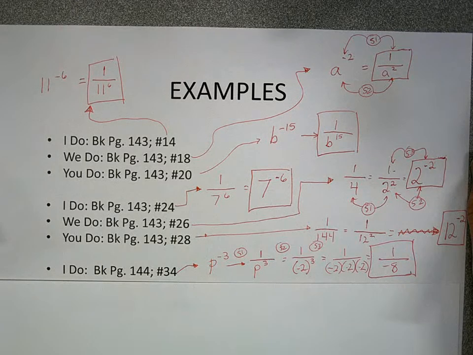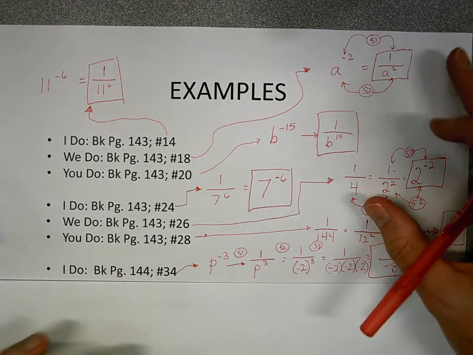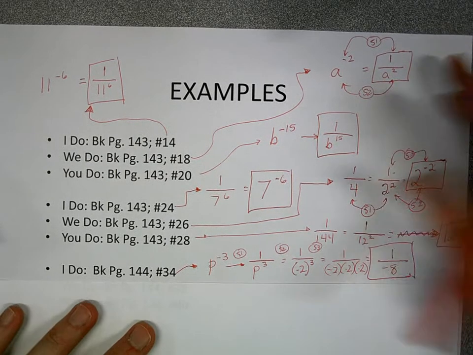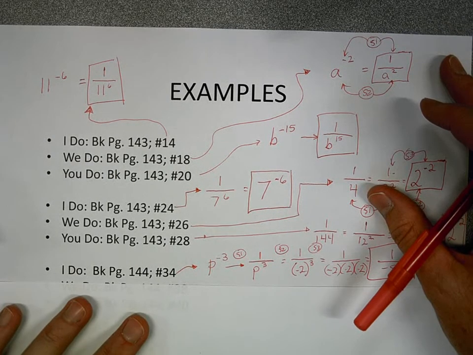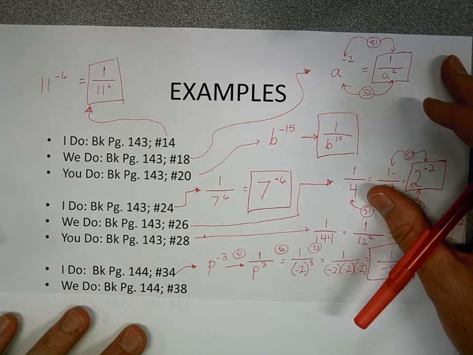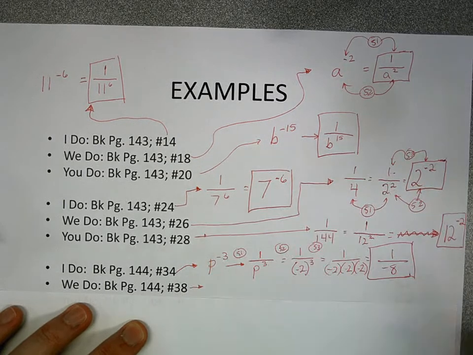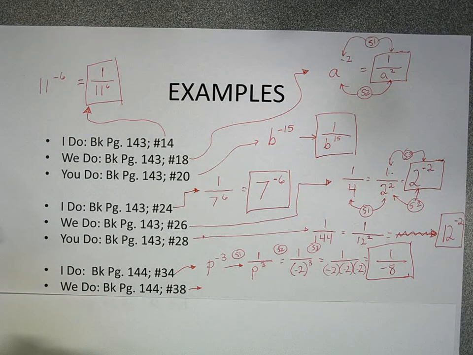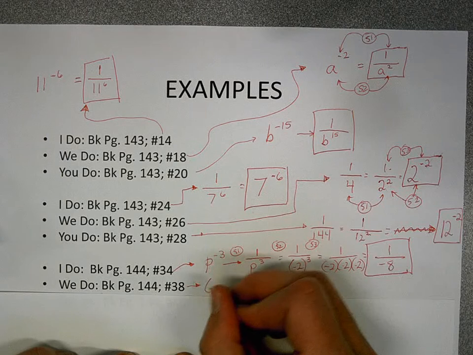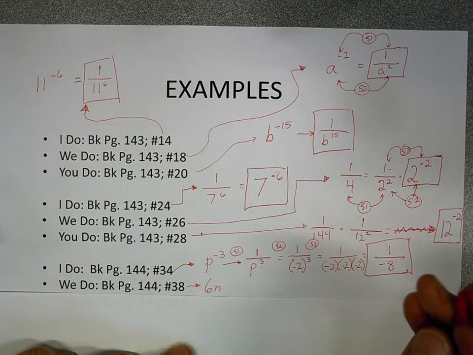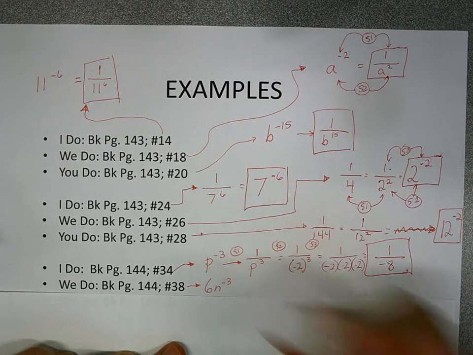Okay. So I wrote the steps on that one. It's going to be the same steps on this next one here. I was planning on just doing that. So we'll go ahead and write the steps on this next one. So here we go. Number 38. Number 38 is 6n to the negative third power.